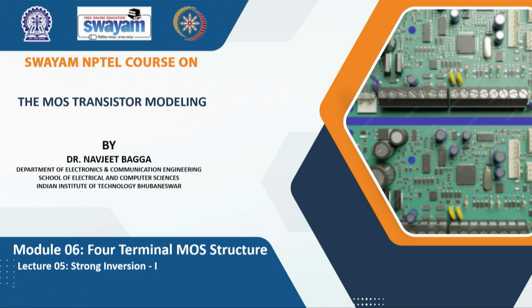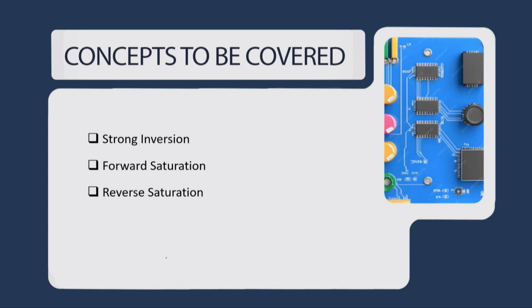We are in module 6, lecture number 5, that is strong inversion part number 1. In this lecture, we will discuss what will happen when the device operates in strong inversion. We will see the condition for forward saturation and reverse saturation.